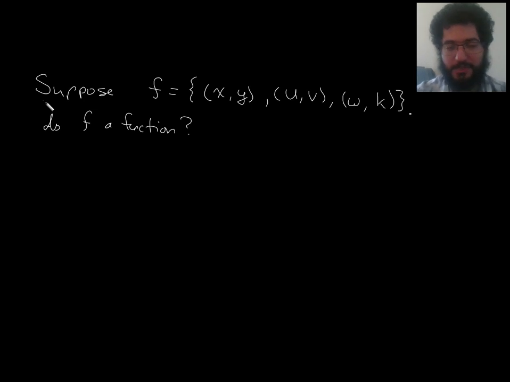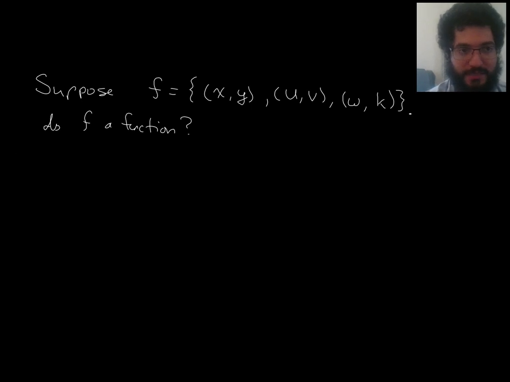So I'll start with this question. Suppose you have that f is this set consisting of these three things. Then is f a function? There are two components to the definition of function. You have to be a set of pairs, which this looks like it is a set of pairs, and then there's that second condition that you have to check. So what do you think?